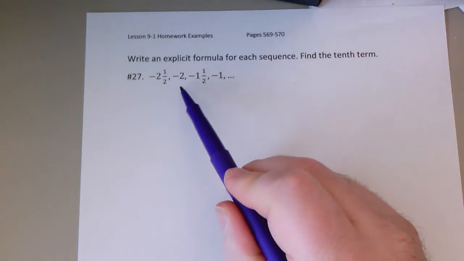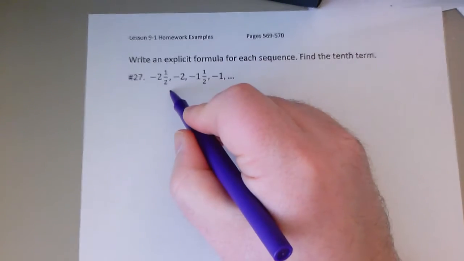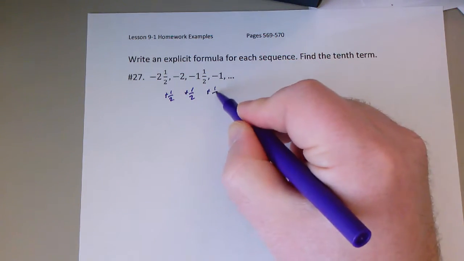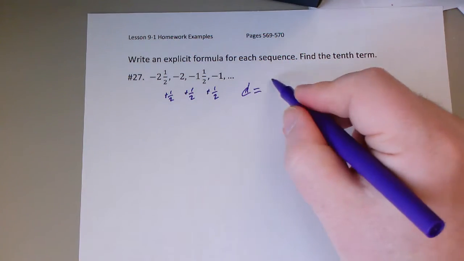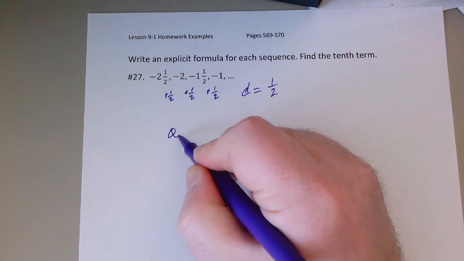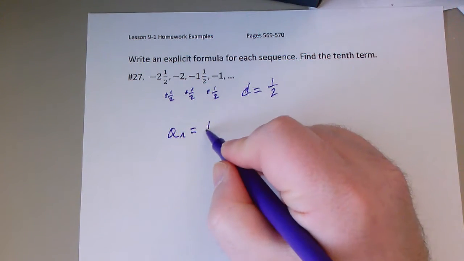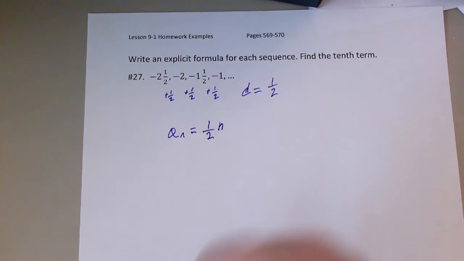Alright, it seems pretty obvious that here we're dealing with an arithmetic sequence with a common difference of 1/2. We're adding 1/2 each time. So we'd say the common difference is 1/2. When we write this pattern, we're going to have 1/2 times n, and then we're adding how much? We're subtracting 3 each time.